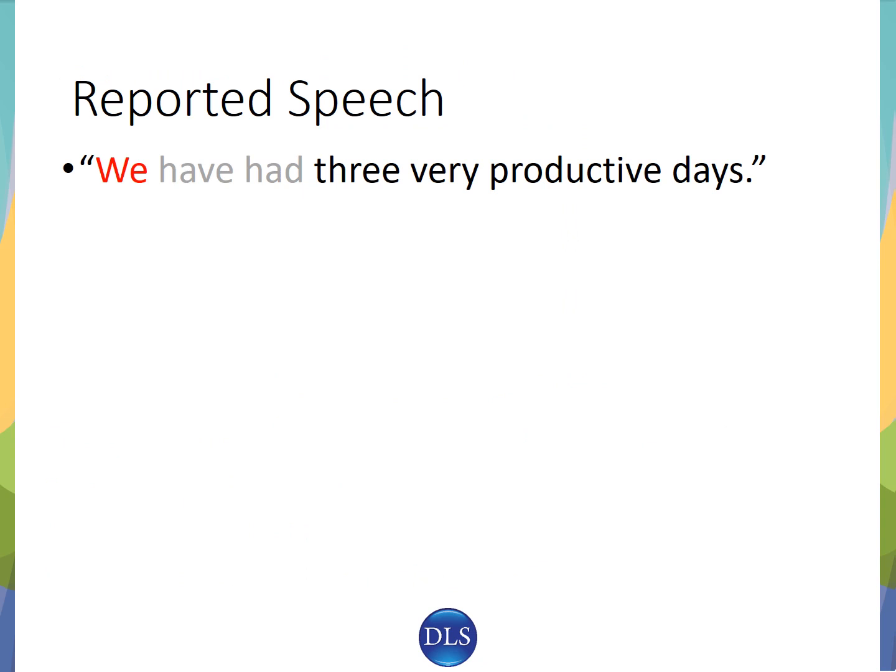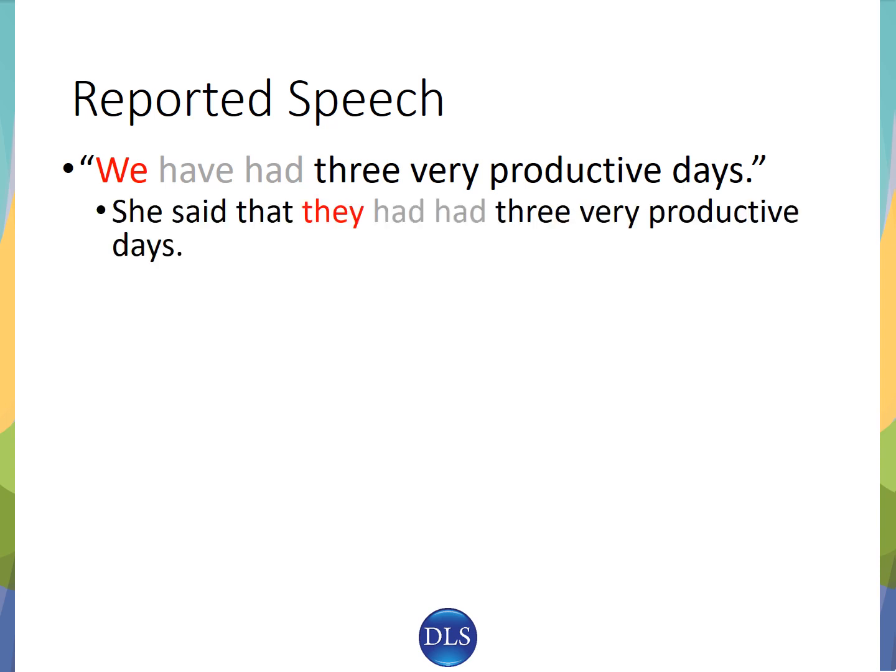Next, include an activity to elicit and highlight the grammar based on the previous sentences students heard in the video. With the first sentence, "We have had 3 very productive days," the teacher should provide an example of that sentence converted into reported speech. She said that they had had 3 very productive days. Students can then be asked what changes they notice between the two sentences. That is, the pronoun we changes to they, and the present perfect have had changes to the past perfect had had.